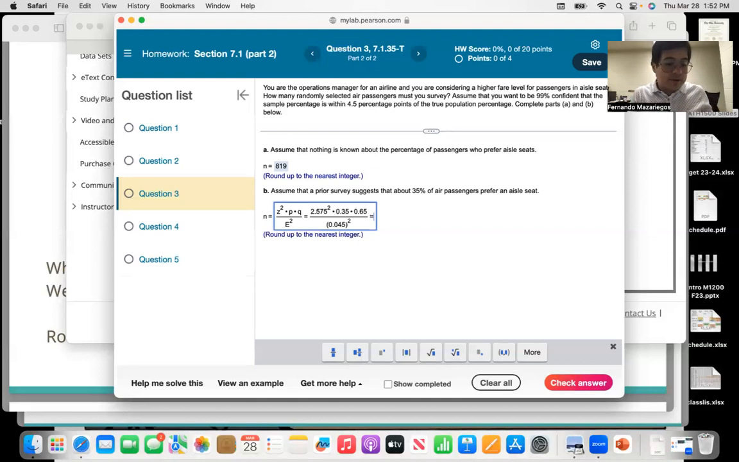We should get 744.92, but we still want to round up. And remember, these are always integers, right? Because we want a sample size. We want to know how many subjects we need in an experiment or a survey. And if we forget, we're all told to round up to the nearest integer.